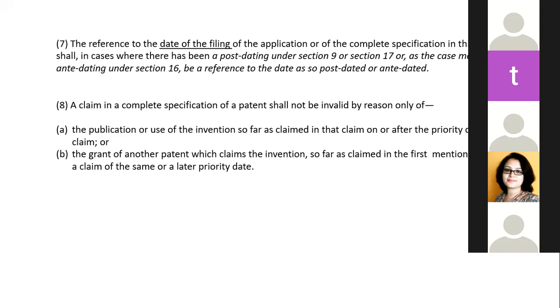The reference to the date of the filing of the application or of the complete specification in this section shall, in cases where there has been a post dating under section 9 or section 17, or as the case may be, an antedating under section 16, be a reference to the date as post dated or antedated. That means if you have post dated or antedated your application, then that will be the date of filing, that is your priority date.